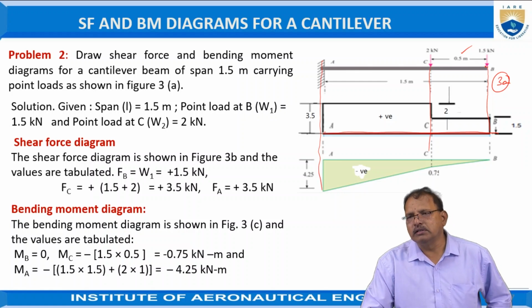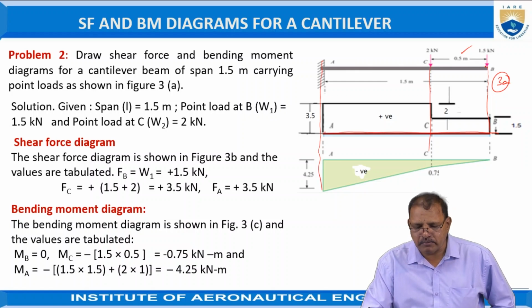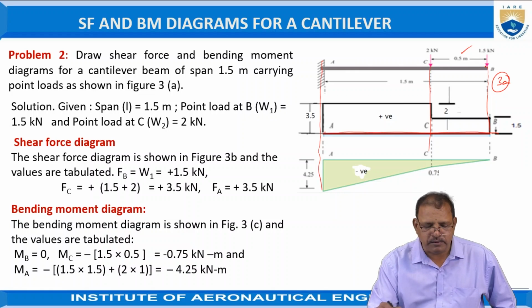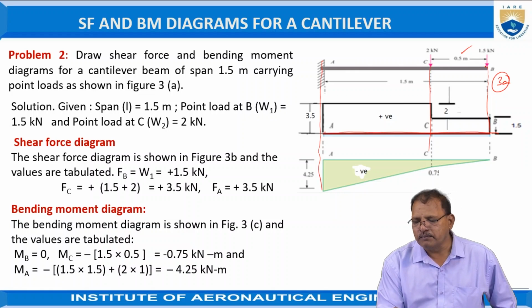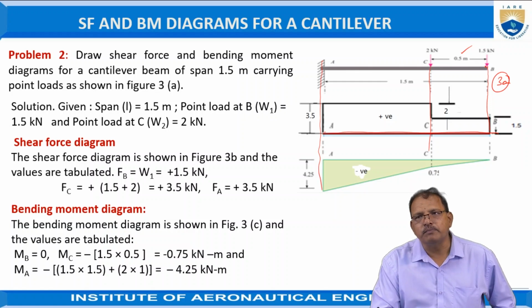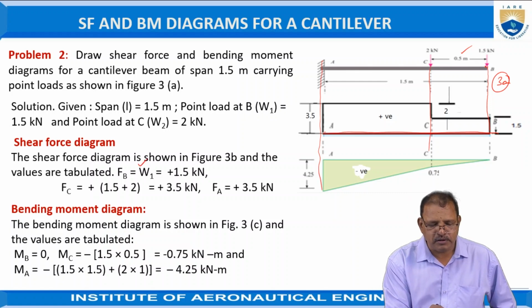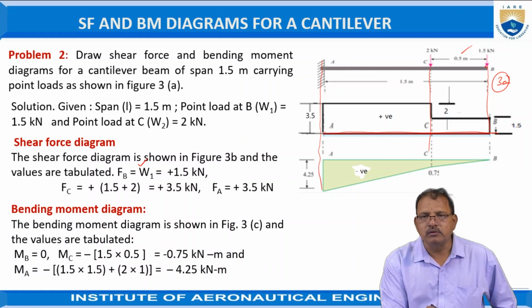Now the given problem: first of all, we have to draw the shear force diagram for this beam. The shear force at B is equal to 1.5 kilonewton force acting in the downward direction, so this value is treated as a positive force. That is, F at B is equal to W1, which is equal to 1.5 kilonewtons. It is a positive force.